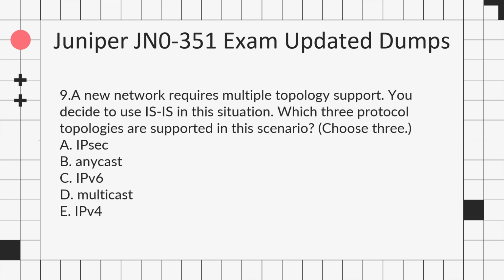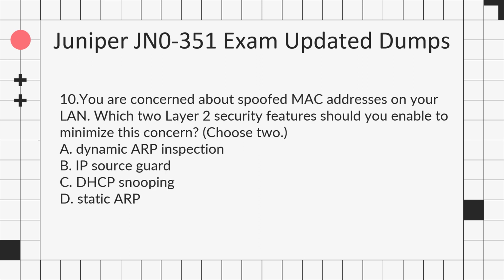10. You are concerned about spoofed MAC addresses on your LAN. Which two Layer 2 security features should you enable to minimize this concern? Choose 2. A. Dynamic ARP inspection. B. IP source guard. C. DHCP snooping. D. Static ARP.